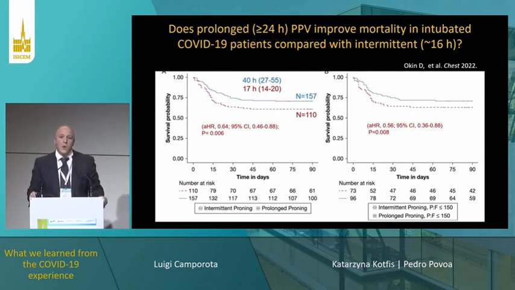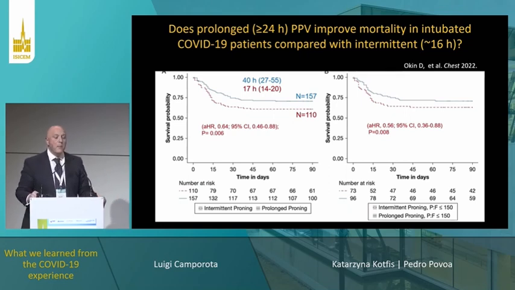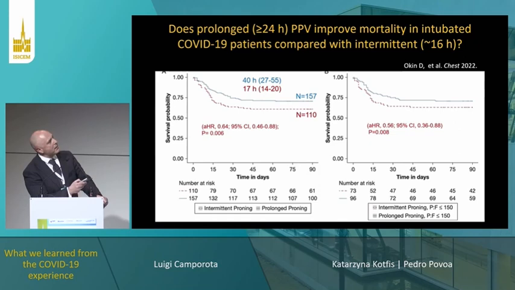So you can say, what is the advantage of leaving these patients in prone position for longer? Let's say more than 24 hours. What about 48 hours? And these are some studies you can see here. The numbers are not huge, but impressive enough. 110 patients, you can see prolonged prone position, average 40 hours versus the normal average recommended about 17 hours.